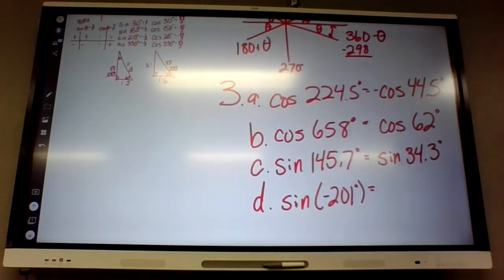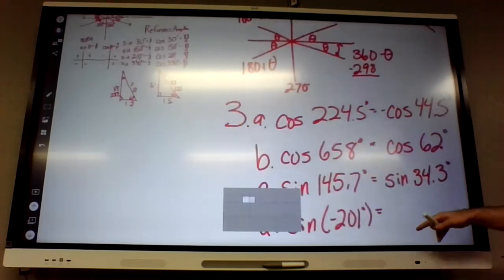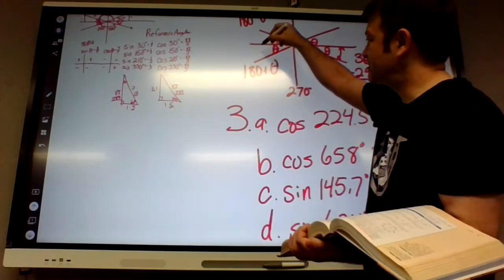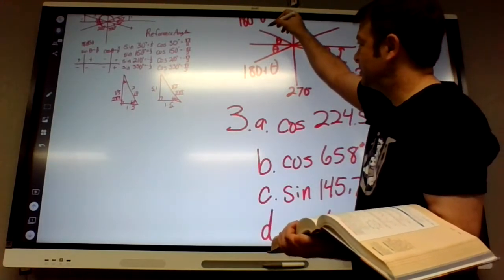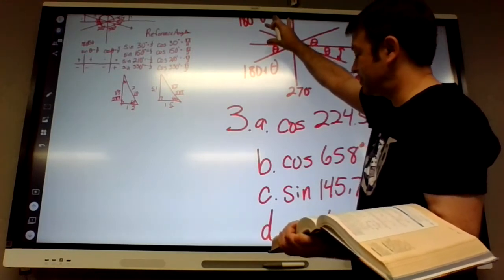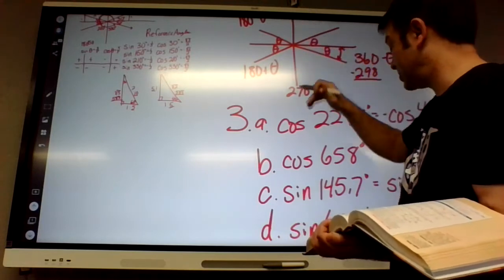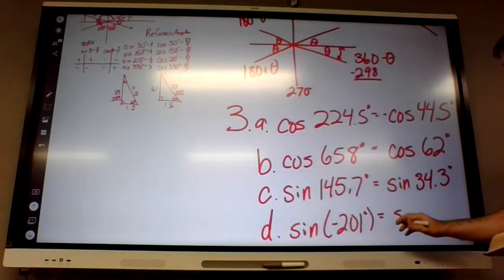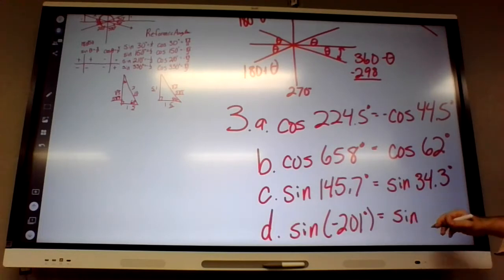Where is negative 201? Well, we're going backwards, so yeah. It's past negative 180, so it'll be somewhere right in there. So you just need to figure out how far past 180 it is. You can just do 201 minus 180, which is 21. So it'll equal sine of 21. Now we're in the second quadrant. Is that going to be positive or negative for sine? Positive.